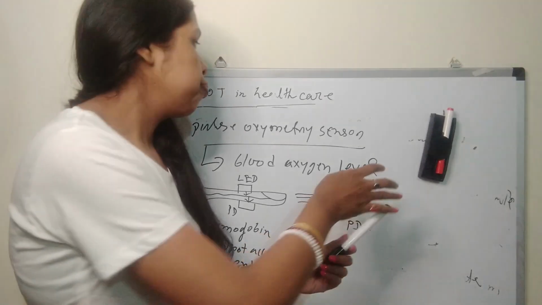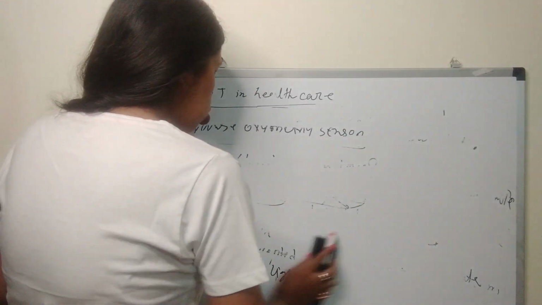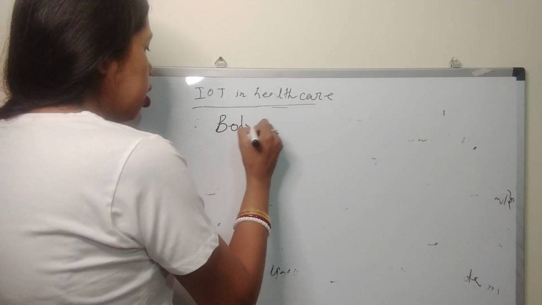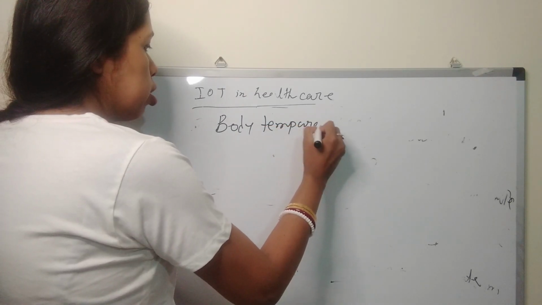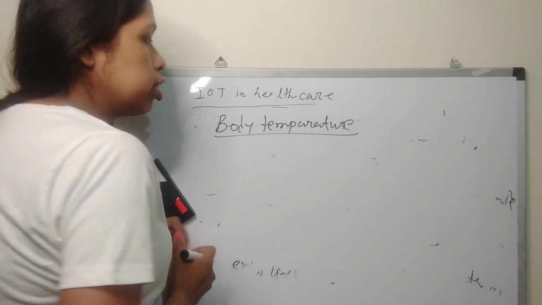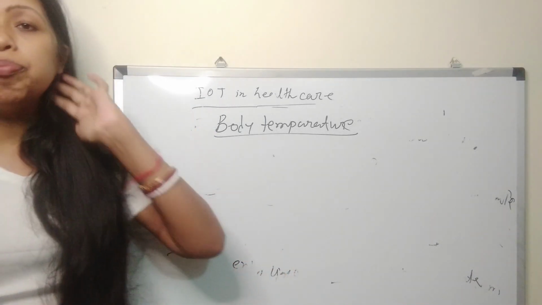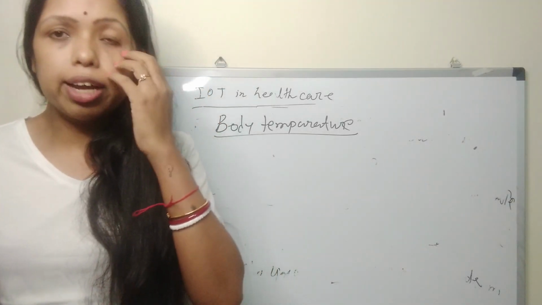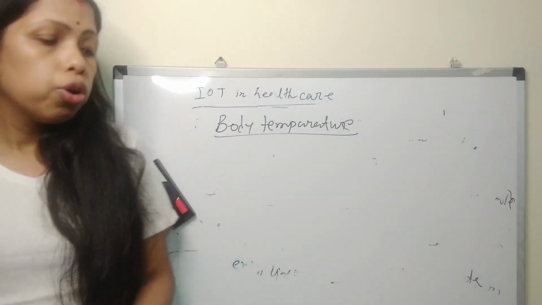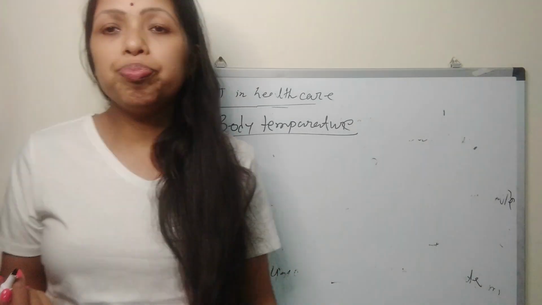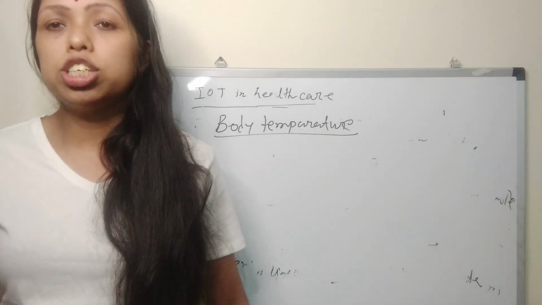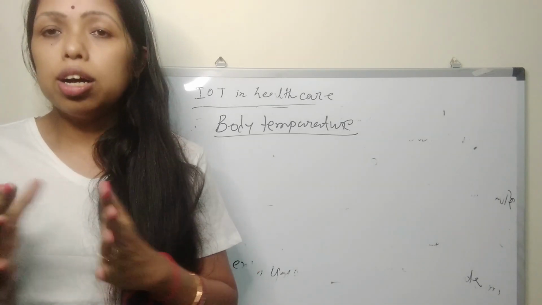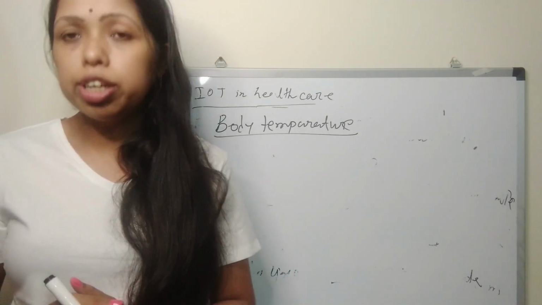Next is the body temperature. I am not drawing any diagram, I am just discussing it. For body temperature, heat stroke and fever are the most vital signs if the body temperature is high. For this you have to use a temperature sensor that can measure the temperature range of the human body.